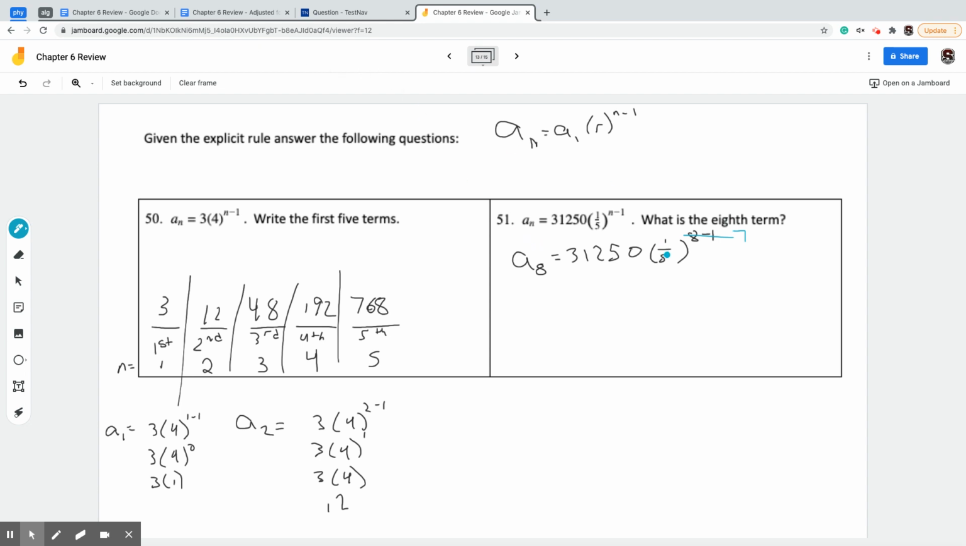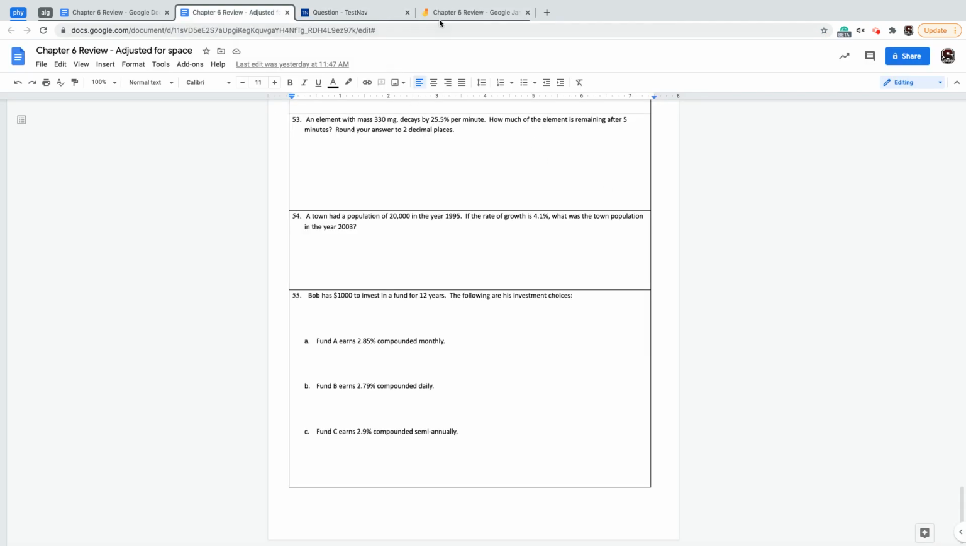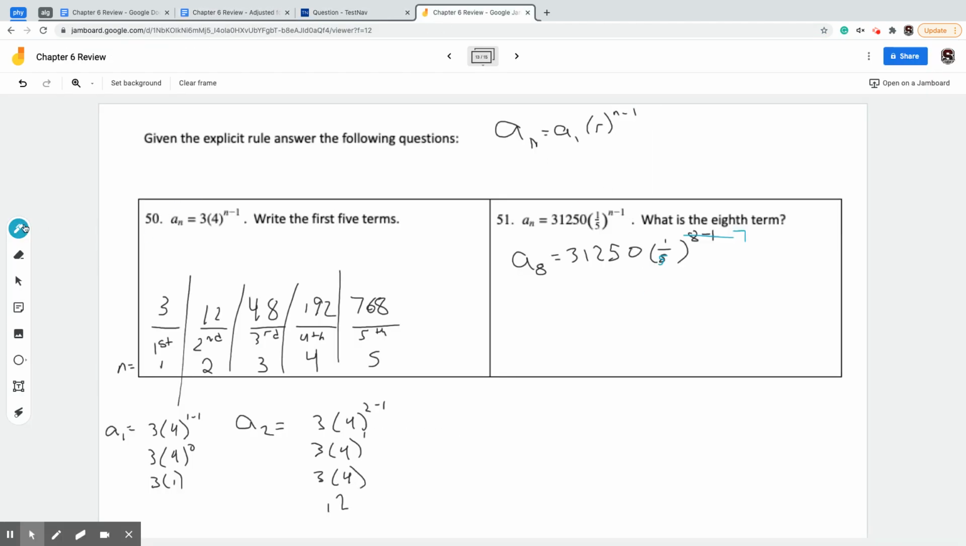31,250, and that should be a 5. 31,250 times alpha y equals, enter, is 1/5 parentheses raised to the 7th. And I get 0.4. A sub 8 is 0.4.